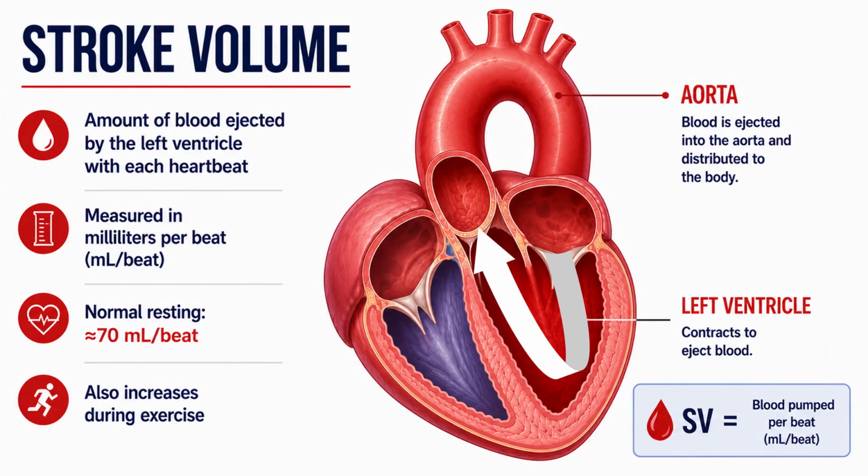Now, the second component of cardiac output is stroke volume. Stroke volume is the amount of blood ejected by the left ventricle with each heartbeat and is measured in milliliters per beat. At rest, stroke volume averages about 70 milliliters per beat, but it also increases during exercise, allowing the heart to pump more blood with each contraction.